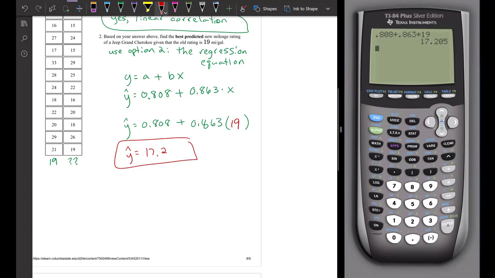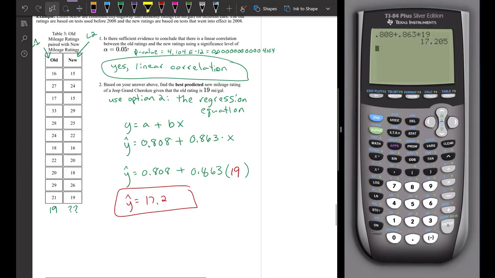and that's how you use your regression equation, okay, when you want to make a prediction. If you have linear correlation, you can use the equation. If you don't have linear correlation, you'll have to average all your new mileage ratings to see what the average is of them, which you can do with one of our stats on list 2.